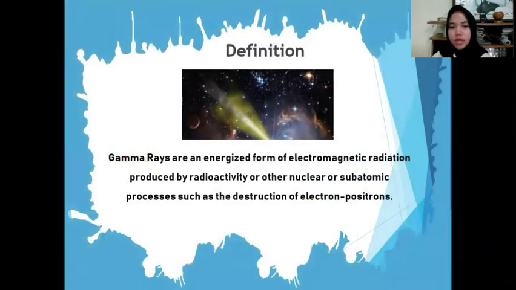About the definition, gamma rays are an energized form of electromagnetic radiation produced by radioactivity or other nuclear or subatomic processes, such as the destruction of electron-positron.